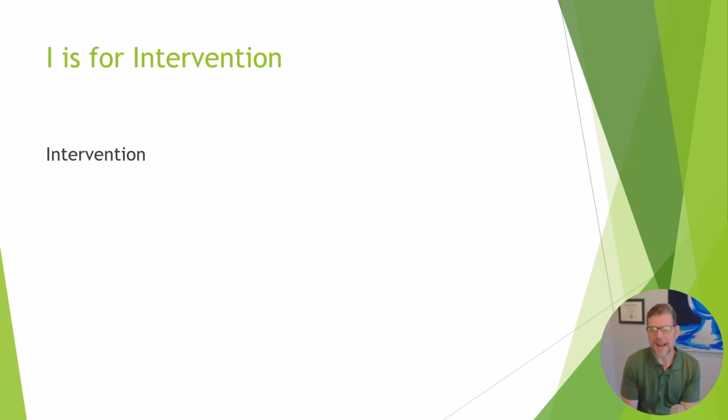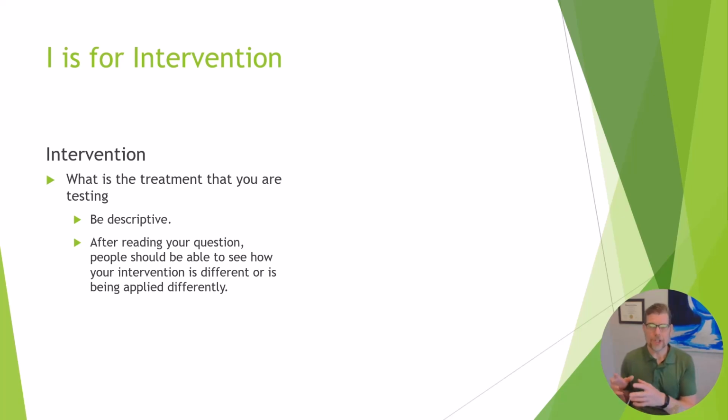The next part is I. I is for our intervention. What is the treatment that you're testing? So one, you want to be descriptive. Let us know what it is that you're actually going in and treating or testing. You want to make sure that after reading your question, people should be able to see how your intervention is different or how it's being applied differently. So that's why we want to be specific.